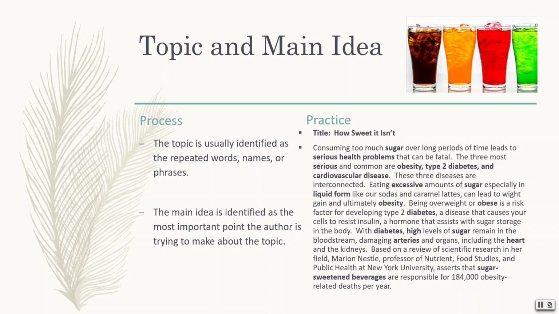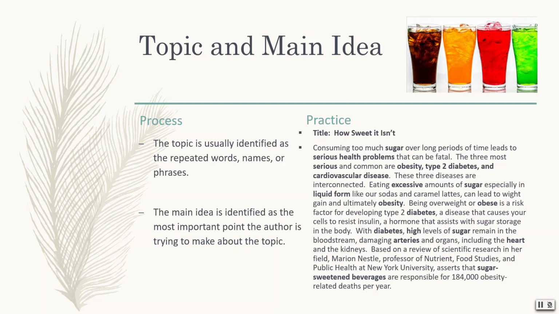So I'm going to begin reading. It says, consuming too much sugar over long periods of time leads to serious health problems that can be fatal. Sounds to me like the author hit the nail on the head. But then I'm trying to see why we have obesity and type 2 diabetes listed as so much. So how does that tie in and be part of the main idea? So when I read the next sentence, it says the three most serious and common are obesity, type 2 diabetes, and cardiovascular disease. And even before I read the rest of that, I realize that the rest of it is going to be about the obesity, diabetes, and cardiovascular disease.